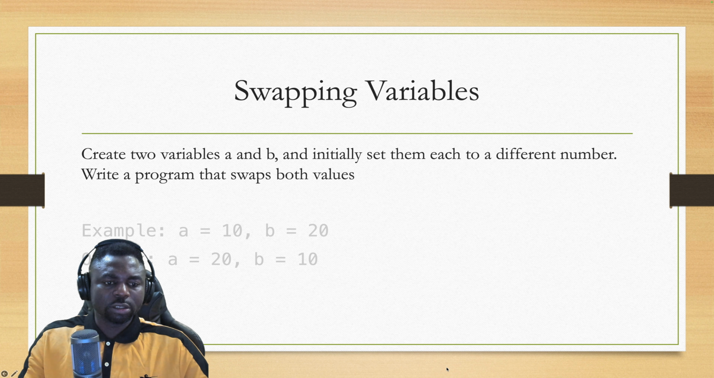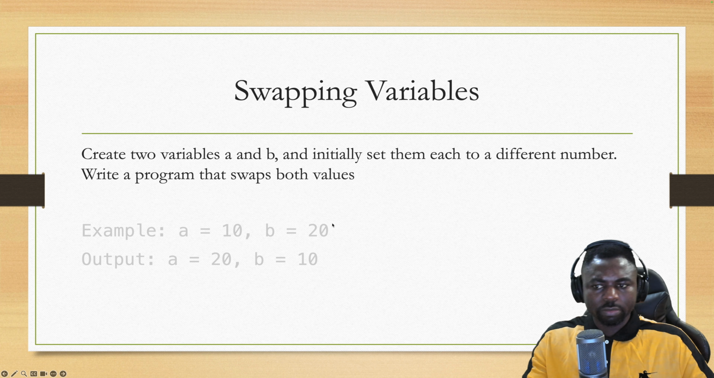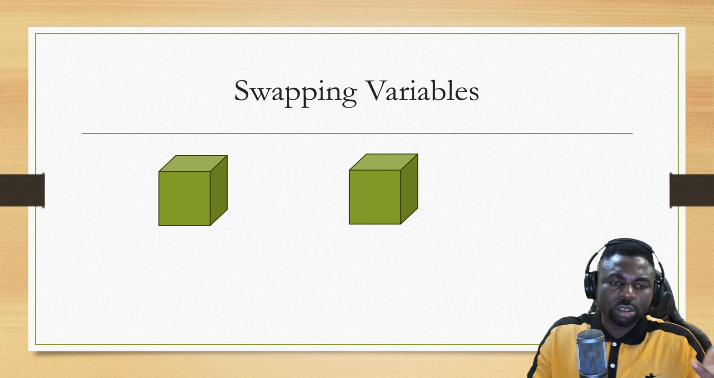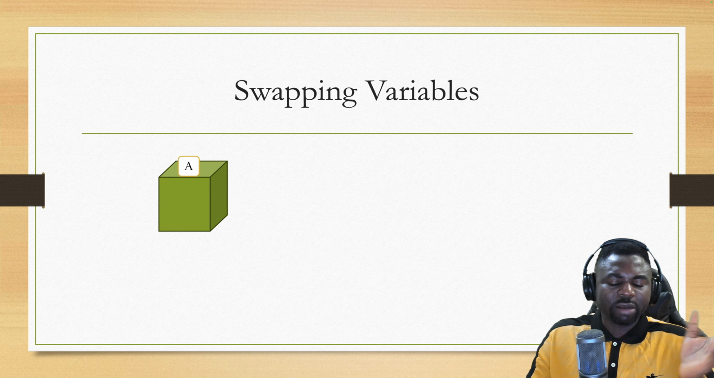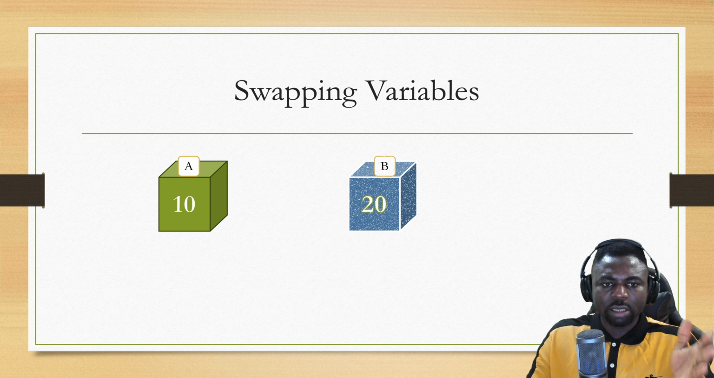Let me show you how this is working. If you see, this is the problem. You know that a variable is just a position in the memory that holds a value. So we have a and b. A has a value of 10 and b has a value of 20 initially. At the end of the program, it should be like this. A should be 20 and b should be 10.